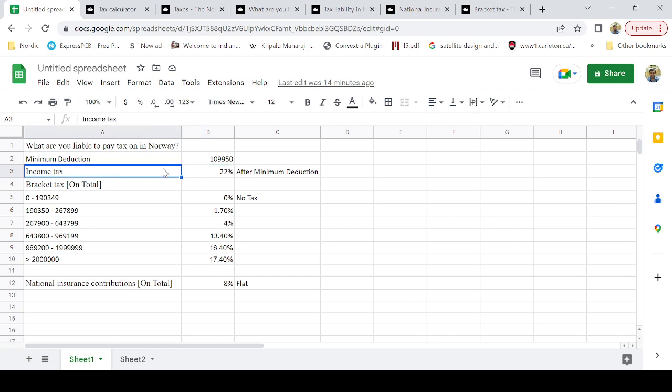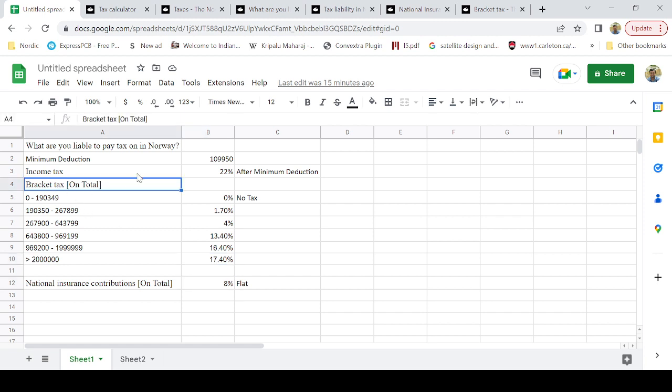Then after that, there are basically three components. One is income general tax, one is bracket tax, and one is national insurance contributions. The general tax is 22%. For bracket tax, we have different slabs here. If your salary is between 0 and this amount, there will be no tax. Then from this to this there will be 1.7, this to this 4, and likewise if it's greater than 2 million, it is 17.4. So this is the bracket tax you have to pay, and the third one is national insurance contribution. It's 8%.